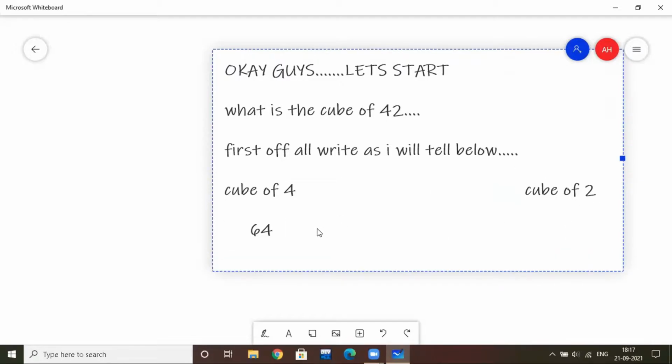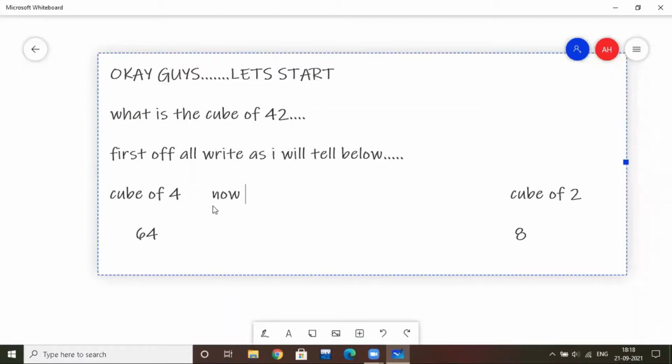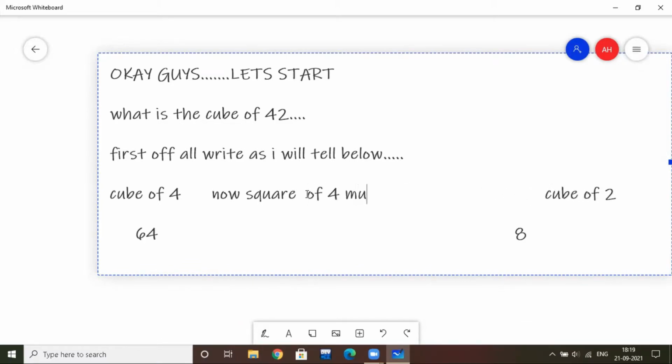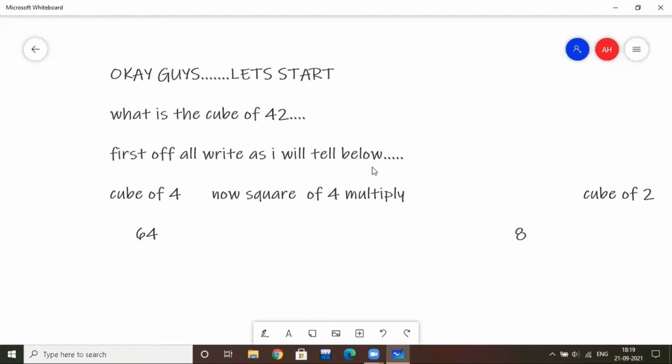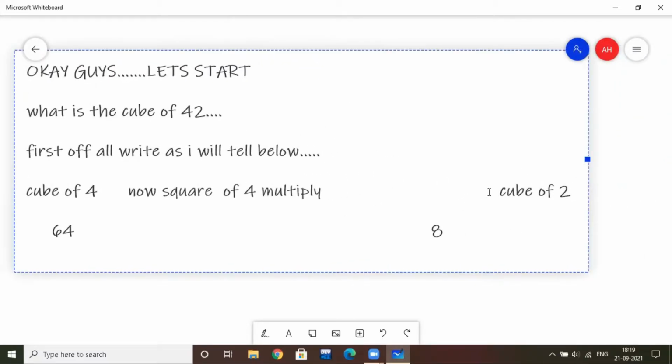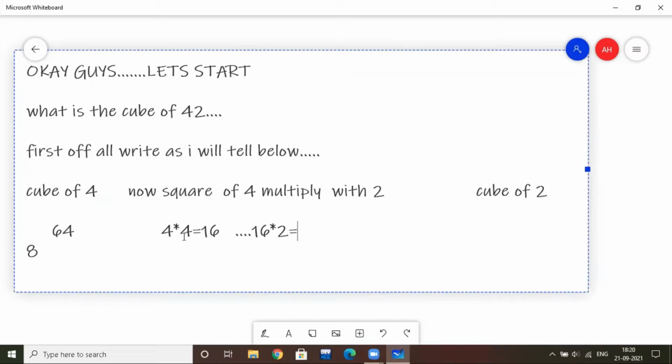If we solve this question in the conventional method, as we solve multiplications, we will take minimum 1 to 2 minutes to solve it. But in my method, you can solve it in 10 seconds. Okay, now first take the cube of 4. First number is 4, right? For 42, the first number is 4.